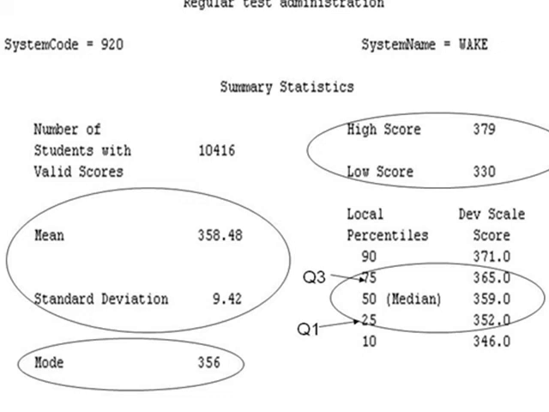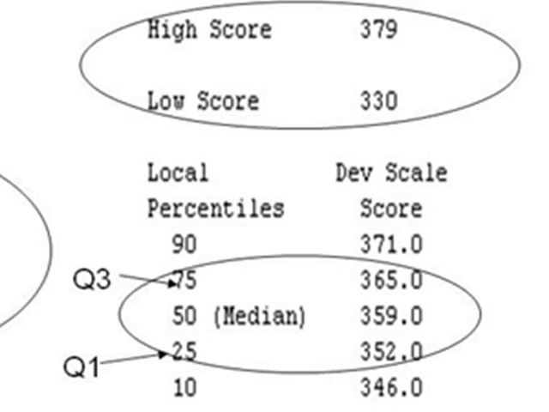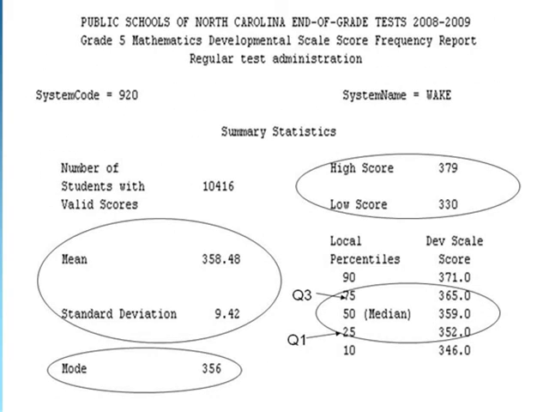Finally, the 5-number summary is 330, 352, 359, 365, 379. The IQR is 365 minus 352, which equals 13. Notice the column titled Local Percentiles. We will define percentiles in the next lesson. A box and whiskers of the 5-number summary is on the next slide.